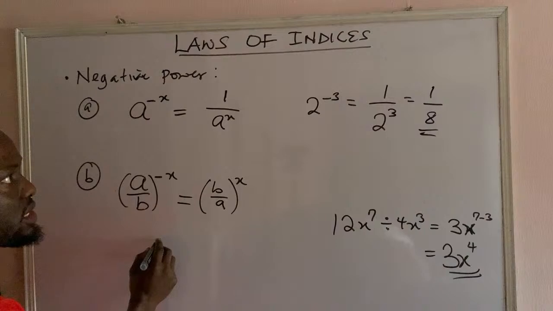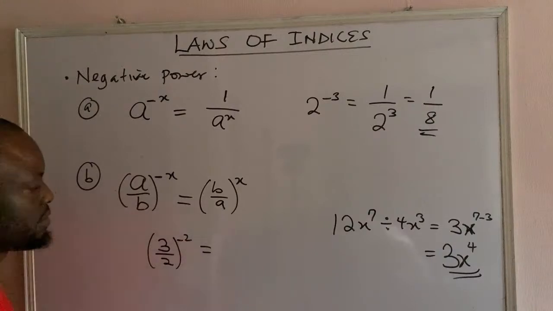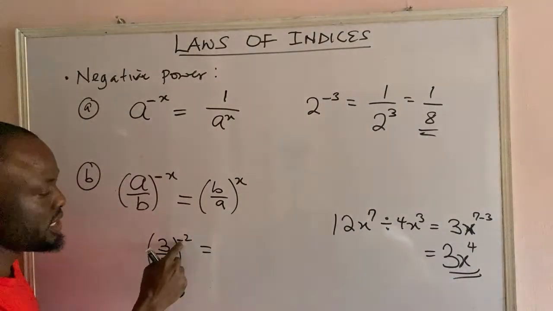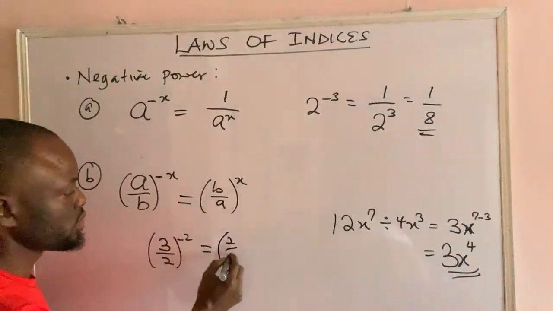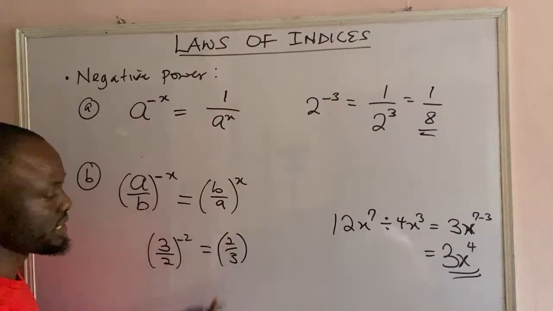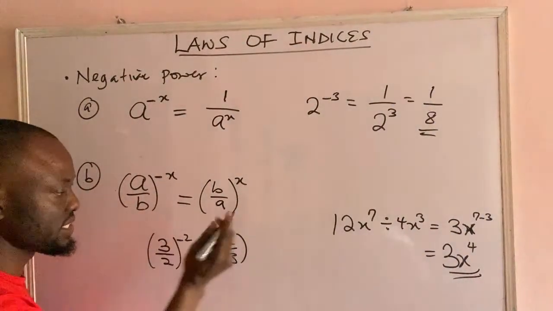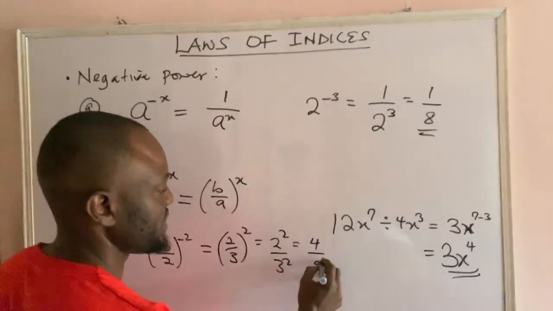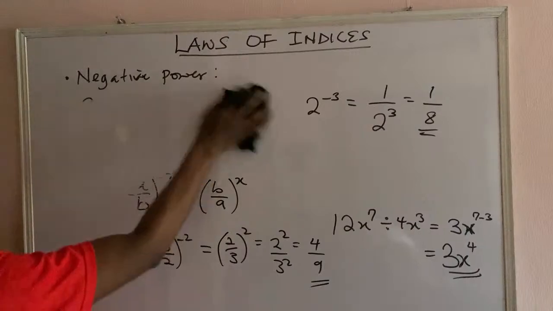The second condition, let's say we have 3/2 all raised to the power minus 2. So this is a fractional base. So the negative goes away, and then the fraction becomes the inverse. This is 3/2. The fraction becomes 2/3. In other words, you flip this, and then the negative disappears. So this will be 2 to the 2 over 3 to the 2, which is 4/9. So that's pretty simple. So that's how to solve problems with negative power. All right?